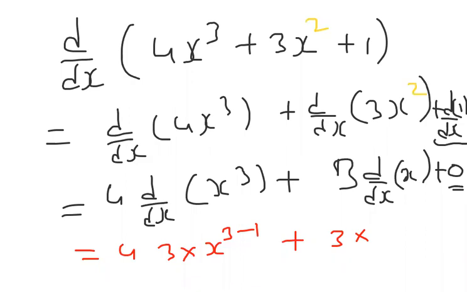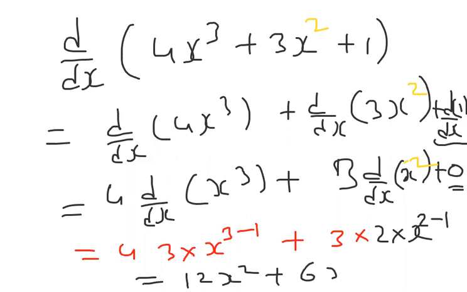Why take it like that? We'll write x square. X square means what should I write now? 3 into 2 into x power 2 minus 1. So my final answer is 12x square plus 6x. This is my final answer. I hope we are clear with this one now.